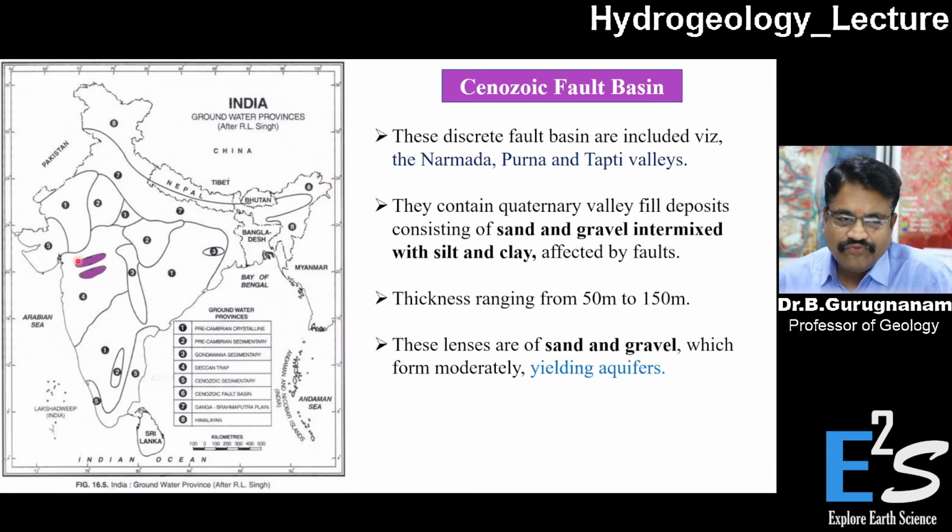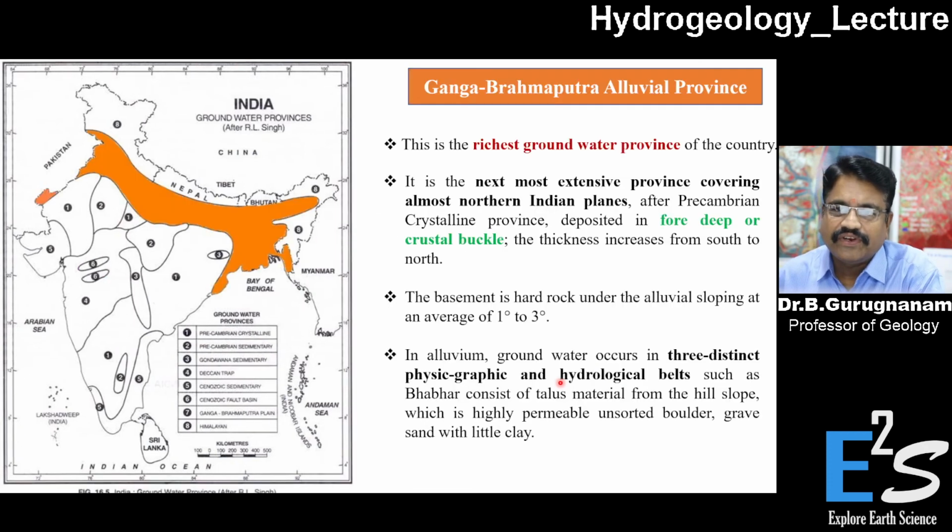And the Cenozoic fault basin, these two are Cenozoic fault basins. It is found in the Narmada, Purna and Tapti valleys. This is composed of sand and gravel intermixed with silt and clay, affected by faulting. The thickness ranges from 50 to 150. These lenses of sand and gravel yield good aquifers.